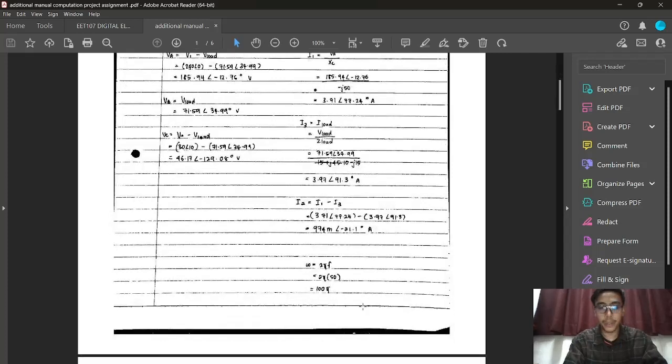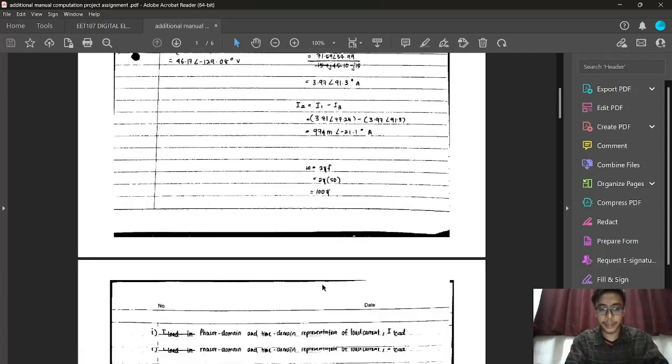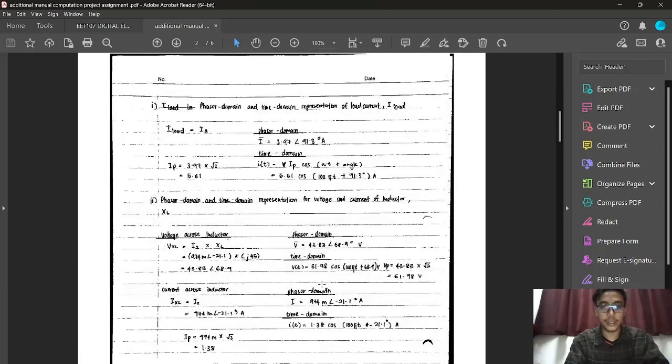The omega formula is 2 pi f, and the frequency f is 50, so omega is 100 pi. The first question is to find the phasor domain and time domain for I load. From the circuit, the phasor domain is 3.97 angle 91.3 amperes.